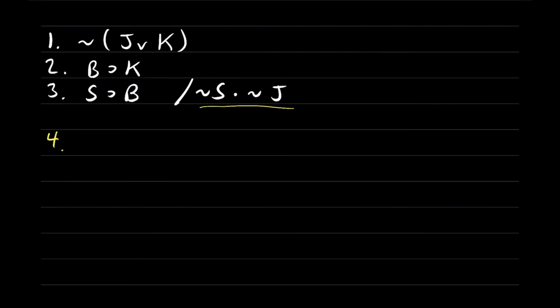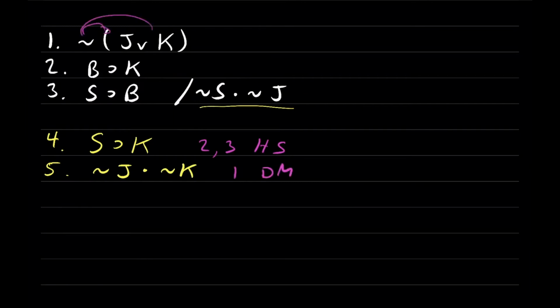So from lines 2 and 3, I get S implies K, and that's going to follow from lines 2 and 3 by hypothetical syllogism. Hopefully that's review at this point. Now I'm going to go ahead and do that De Morgan's rule step on line 1. So if we have the negation of a disjunction, it's not the case that J or K, that's going to be equivalent to not J and not K. And that's going to follow from line 1 by De Morgan's rule. Right, I've taken this negation, applied it to both terms, and changed that operator from a disjunction to a conjunction.